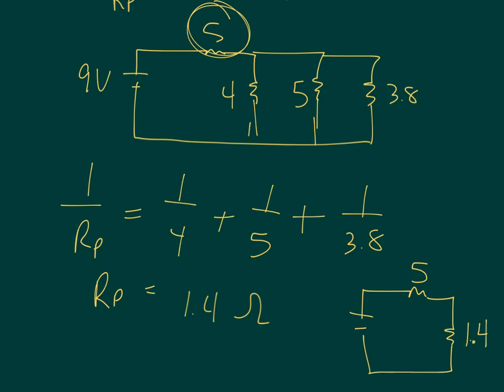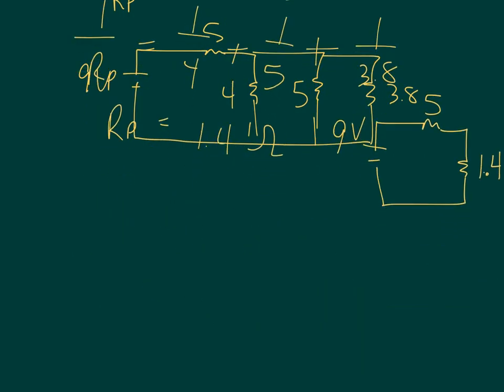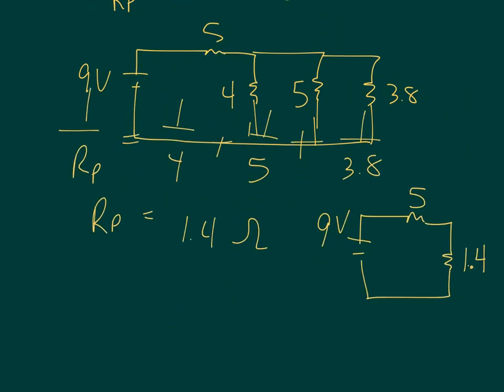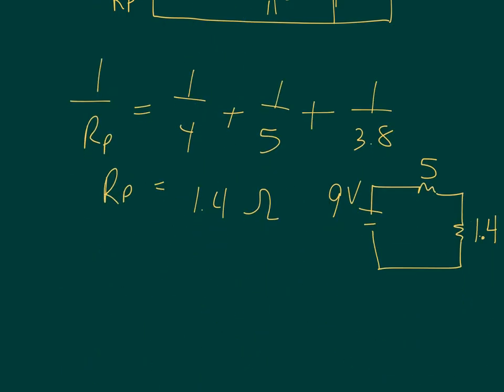Which, yes, Sophia's right. These are now in series. So it would be 6.4 as an overall answer. Okay, that allows us to determine the current through the circuit.